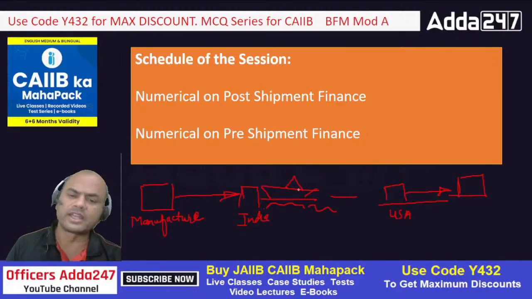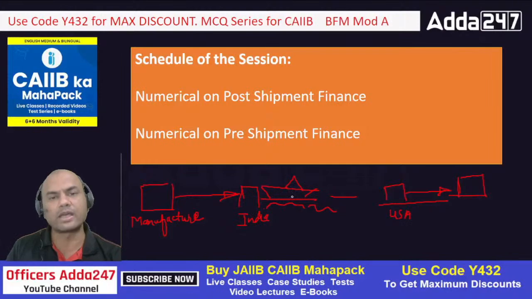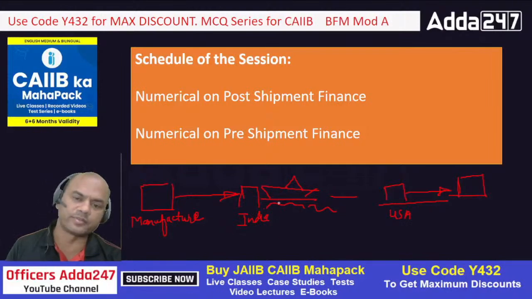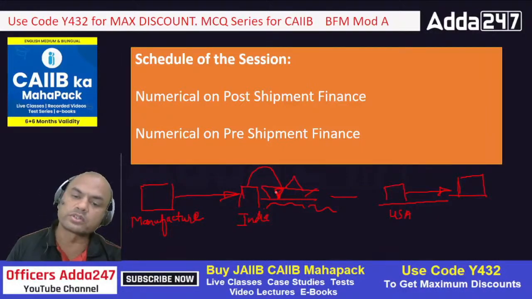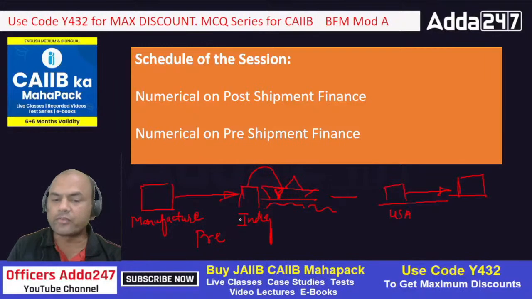This is the way things move in international trade. It can be through sea, through air, through truck, anything. Now the point is, what are post and pre-shipment? From the stage when the manufacturer prepares the goods up to loading the goods on the ship, which is called onboard loading, that is known as pre-shipment. After this, once the ship leaves the port, it is known as post-shipment.